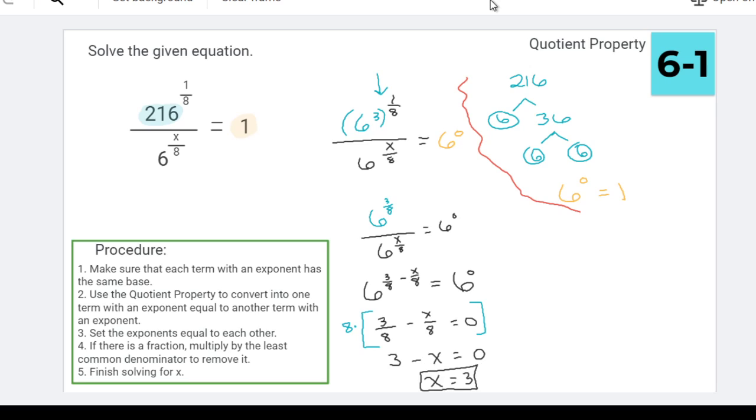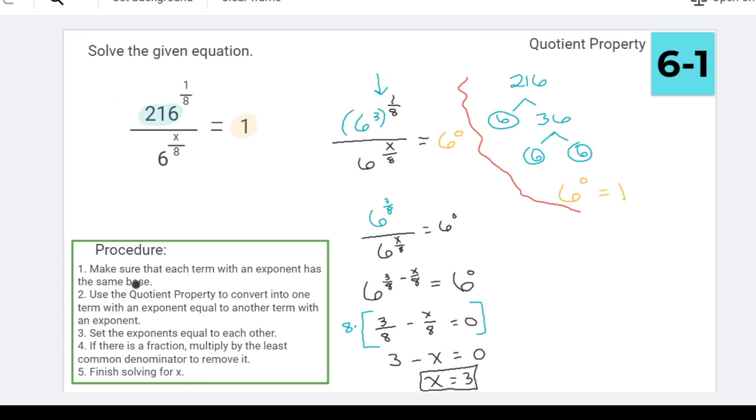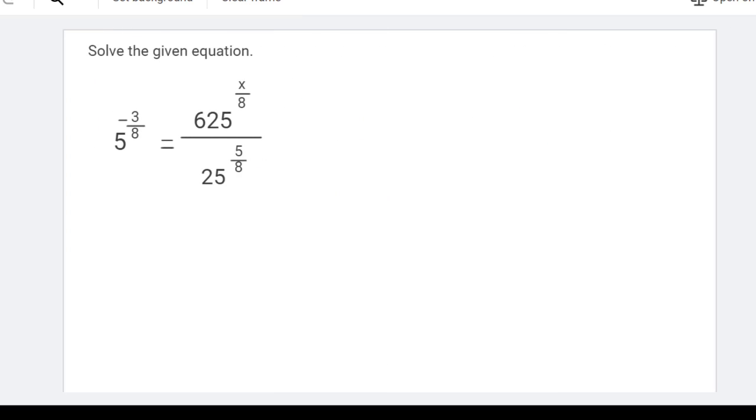So if you follow this procedure, you should be able to solve similar problems to this. So now let's go ahead and try another one. So the first thing we need to do, right? Make sure that each term with an exponent has that same base. So that's what I'm going to do here. Now notice the 5 can't be broken down any further, right? 5 is prime. So it's these other two that I need to go ahead and break down.